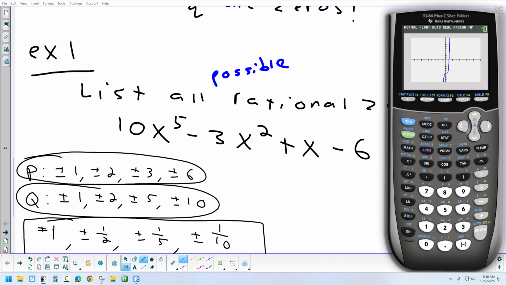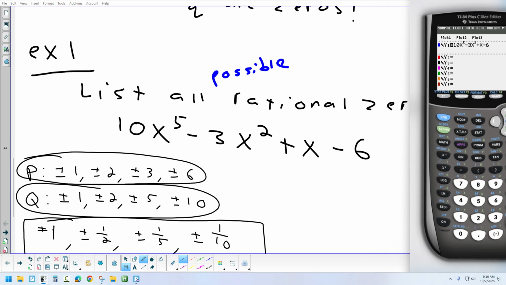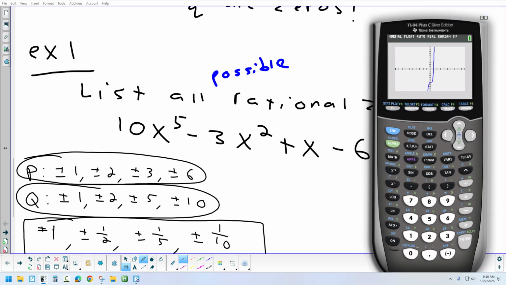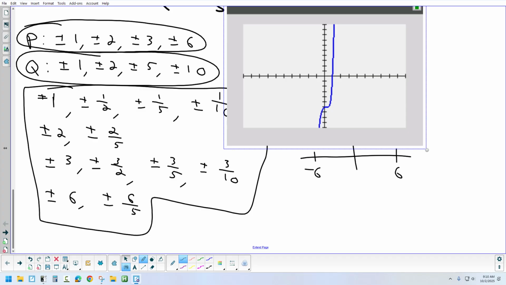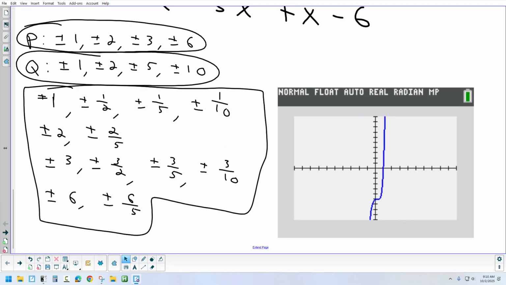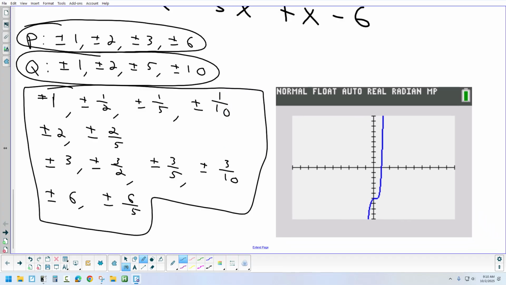Just make sure I typed everything in. I think I typed in everything right. 10x to the 5th minus 3x squared. Yeah, okay. All right, let's look at that. And let's start to narrow down the list. Ones that don't make sense, I'm going to cross out. Ones that could be possible, I'll circle them.